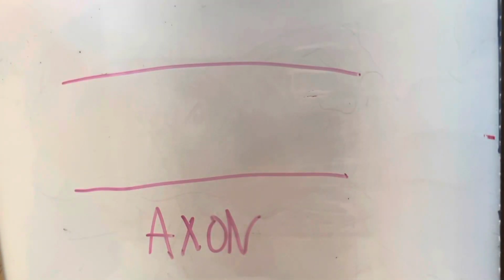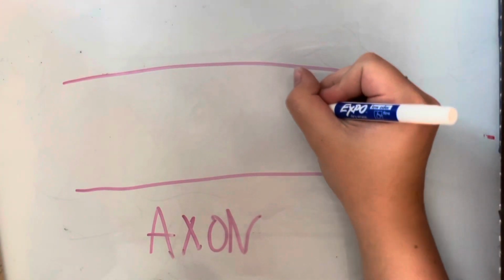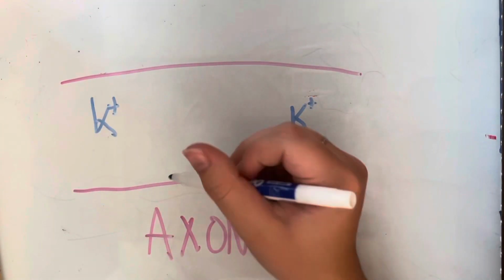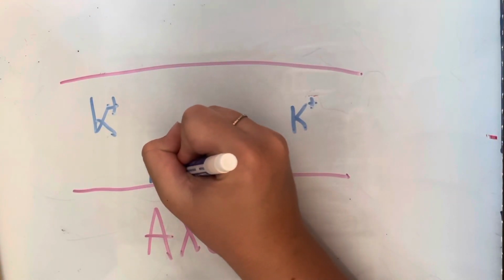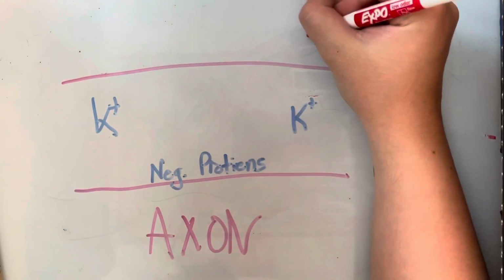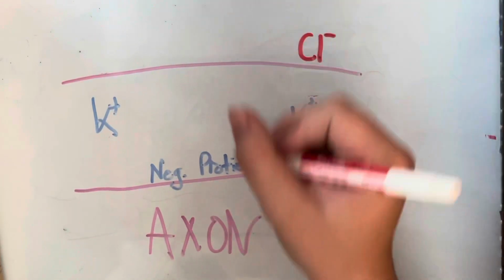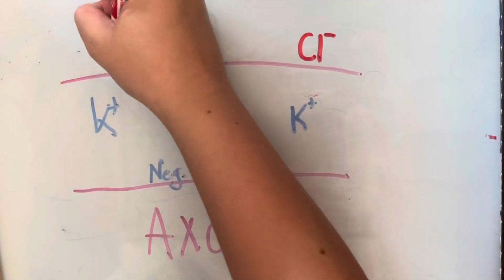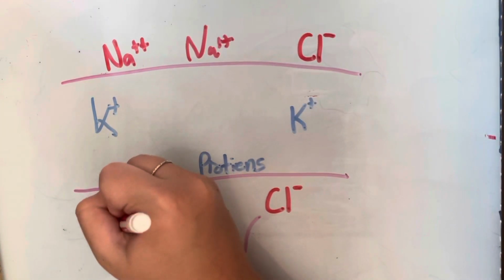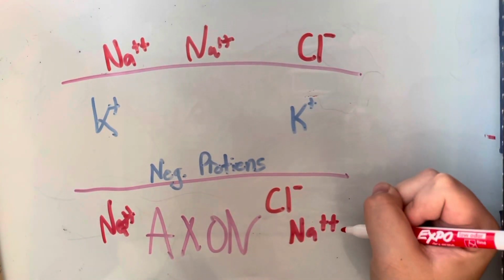Within the axon, we find potassium ions, which we will use its periodic symbol K to represent. Along with potassium, we find negatively charged proteins within the axon. Surrounding our axon, we find sodium and chlorine ions. Put the two together and you have sodium chloride, aka salt, surrounding potassium, which is found in bananas, thus the nickname salty banana.